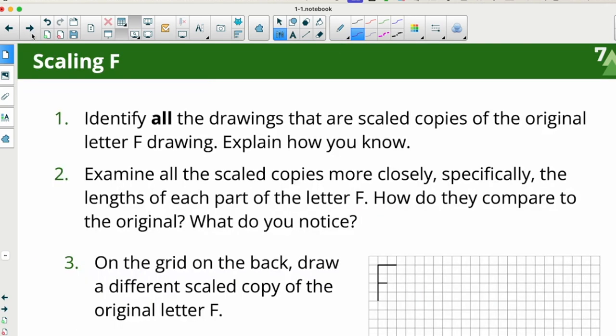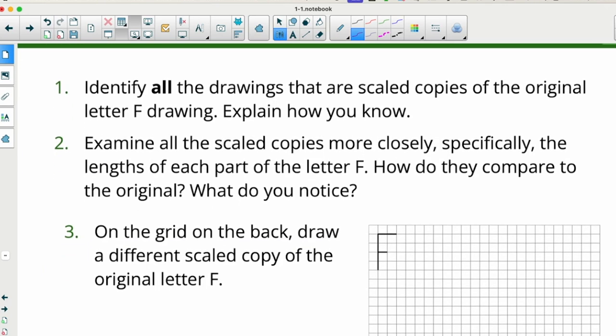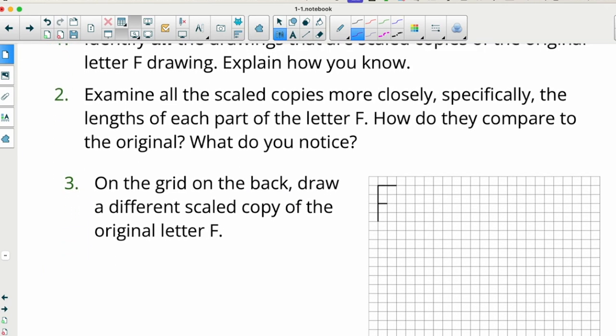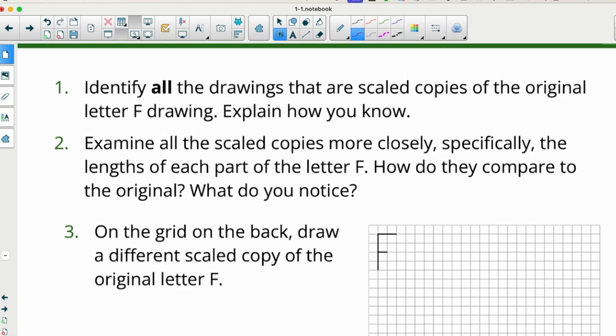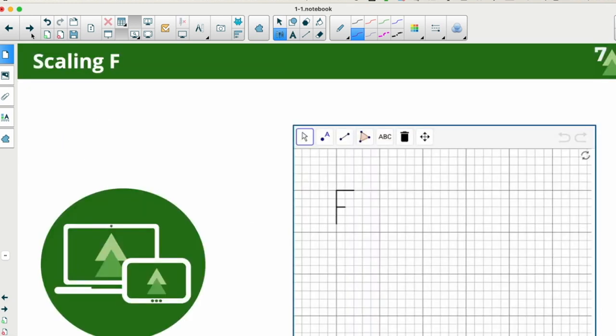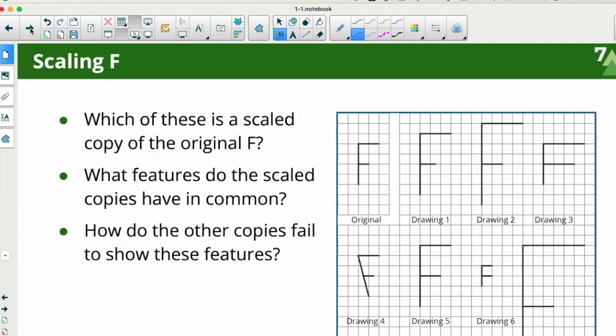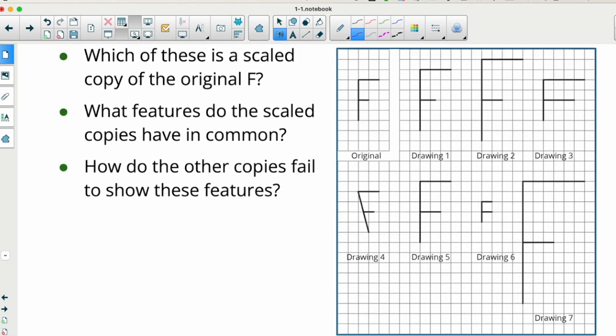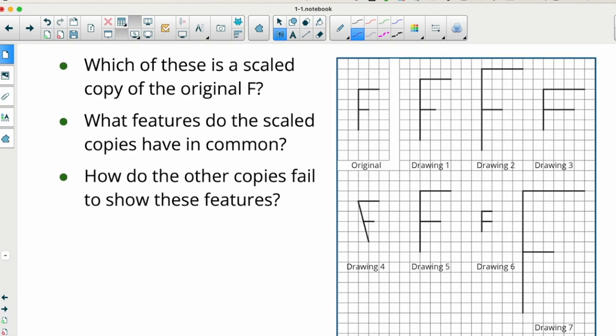Then we had some letter F's on a grid. This is our original letter F, and we had some other ones. It said identify all the drawings that are scaled copies of the original letter F, explain how you know, and then how do the lengths compare, and then we were to draw our own version. So here was the set of all of our F's.